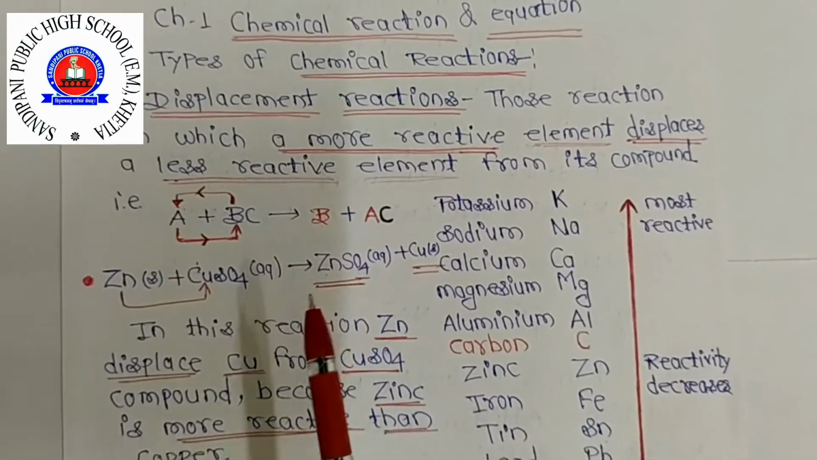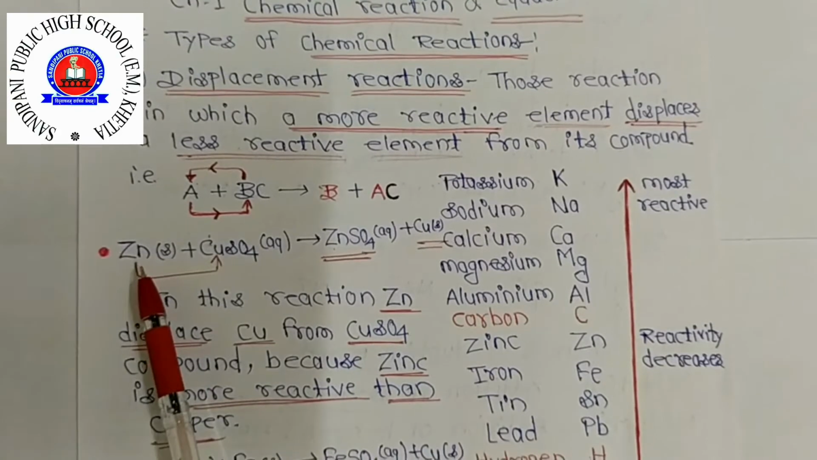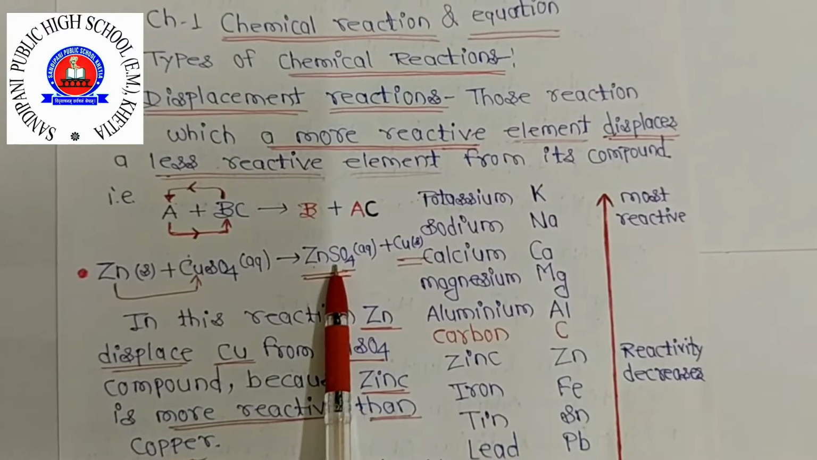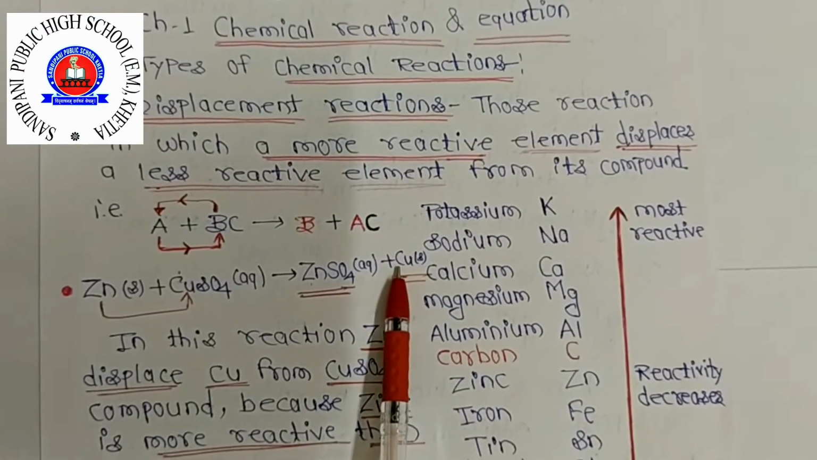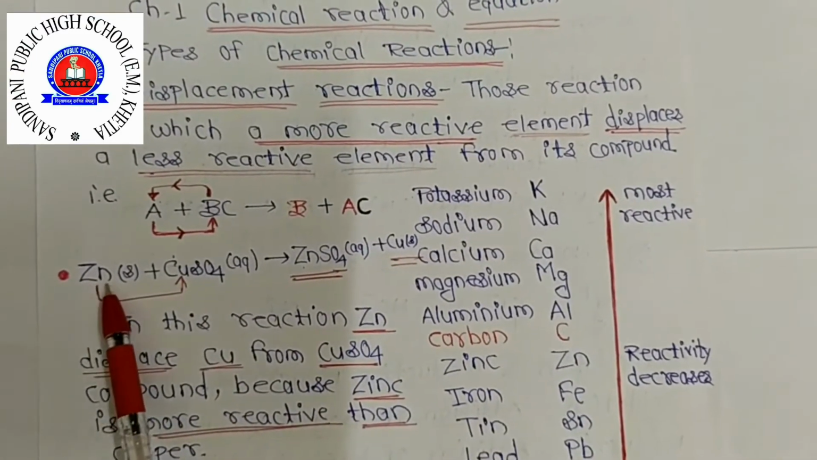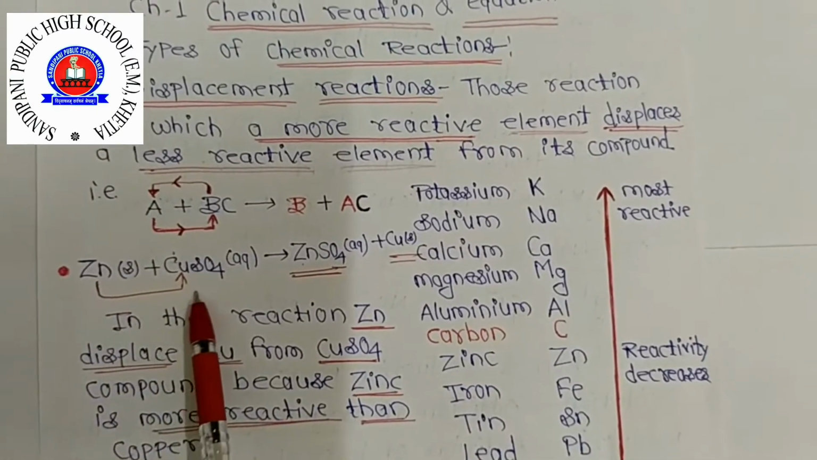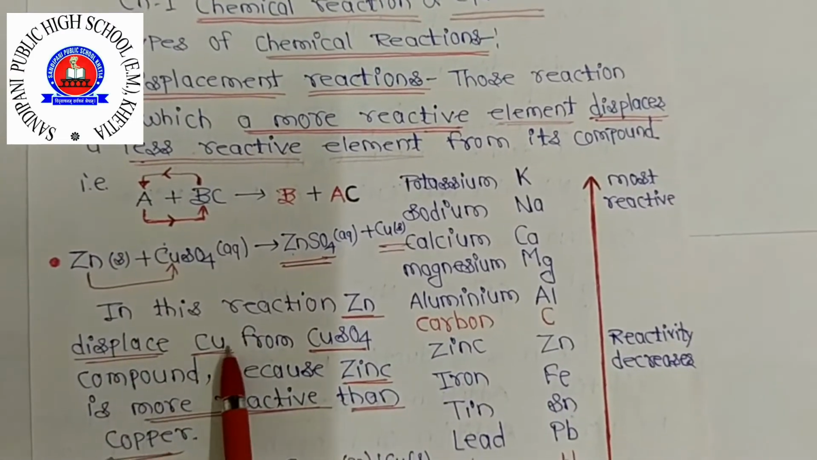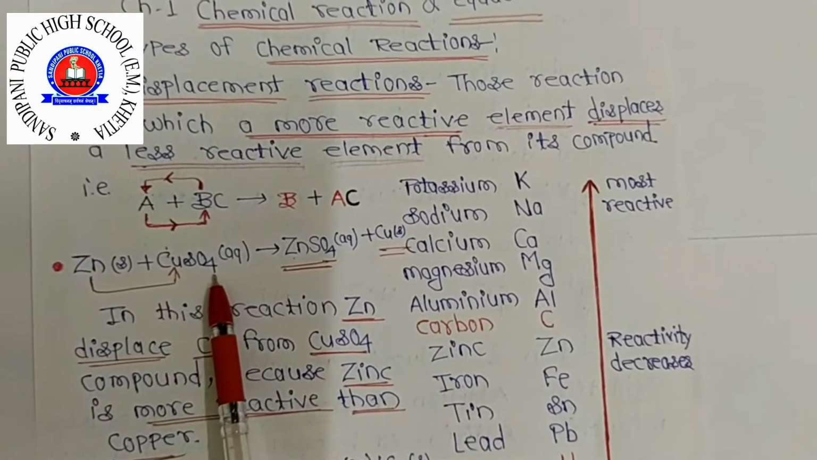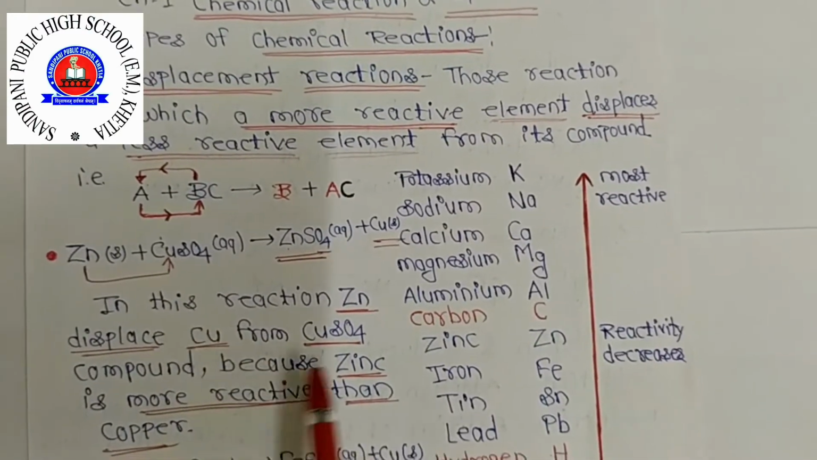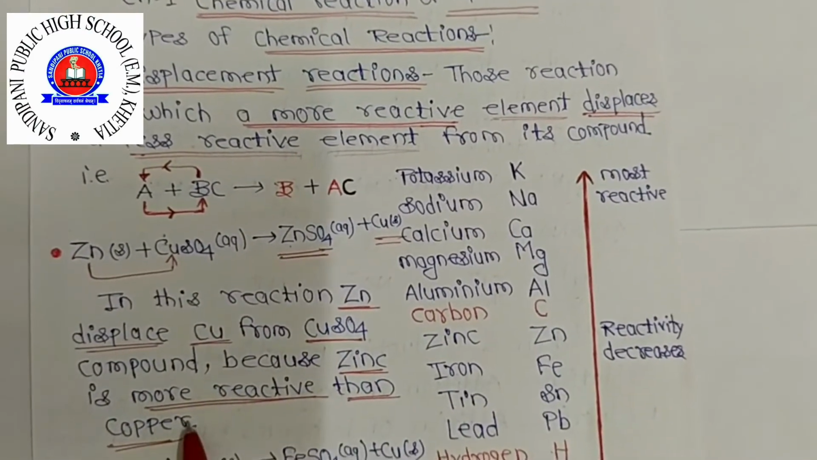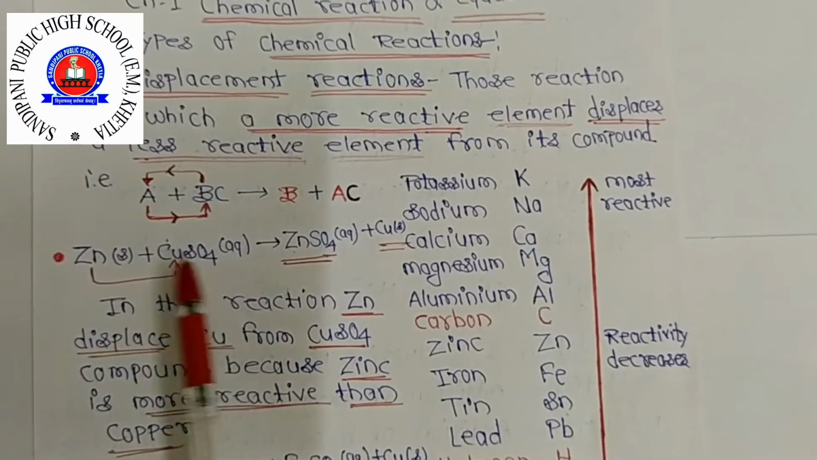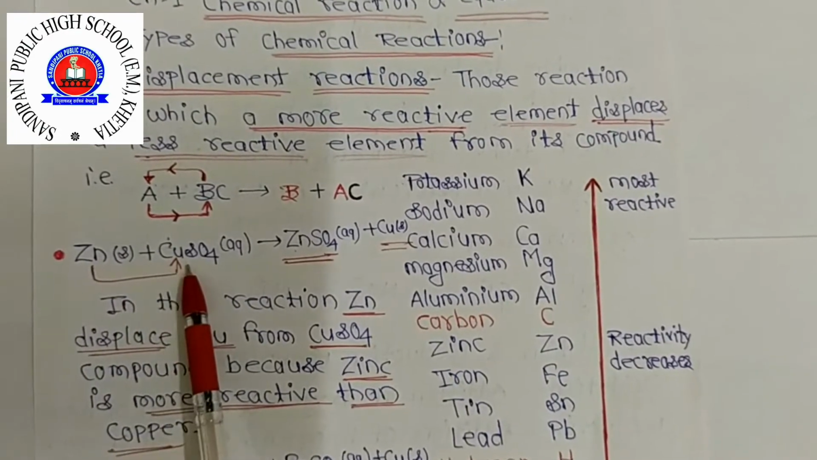Okay. So look here at some equations. Zinc plus copper sulfate, then zinc sulfate and copper will form. So in this reaction, this arrow indicates that zinc displaces the copper. Zinc displaces copper from the copper sulfate compound, because zinc is more reactive than copper. Zinc is more reactive as compared to the copper.